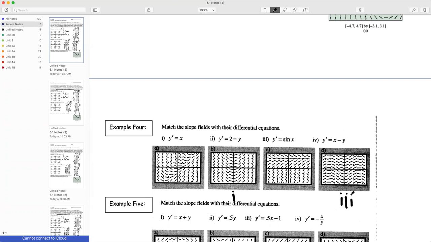And so for the other two, what you need to do is to pick test points and check them out. For example, let's say that I look at the second one. If y is 2, then my slope would have to be 0. So I need to have horizontal slopes around where y is 2. And that does not work for the first one. But here on the second one, it does work. So this one has to be the second one.